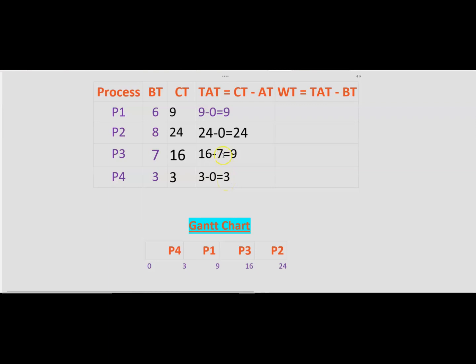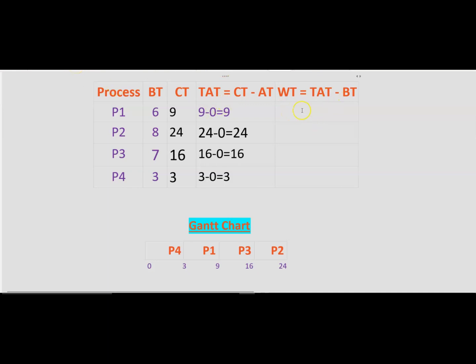Sorry, in P3 I made a mistake, that is 16 minus 0 is equal to 16, because the arrival time given to us is 0. Okay, so the turnaround time values we have calculated. So now we can calculate the values of waiting time in the same manner. As I have already mentioned, the formula is turnaround time minus burst time. So let's start with the calculation part.